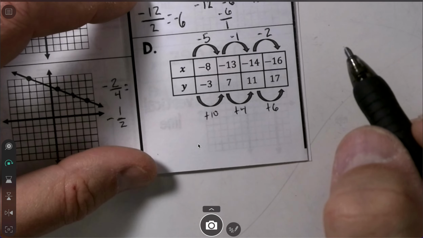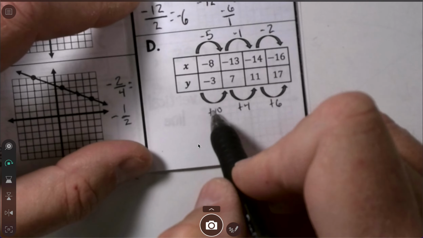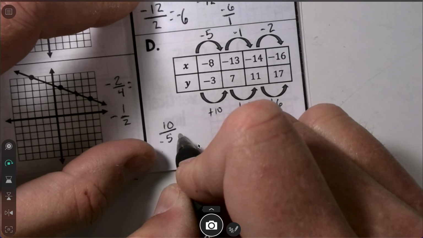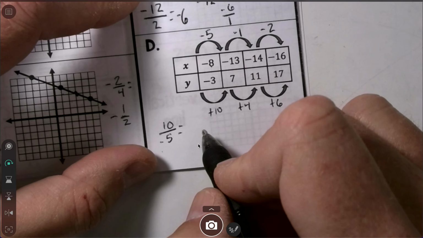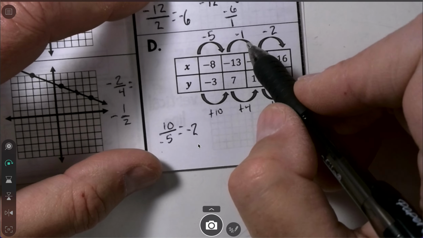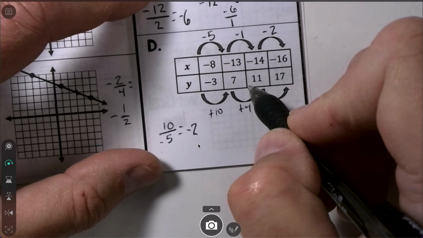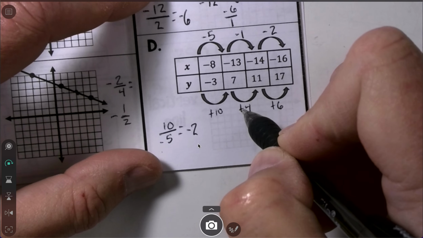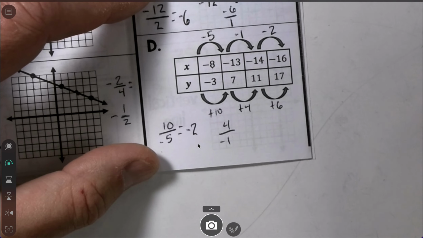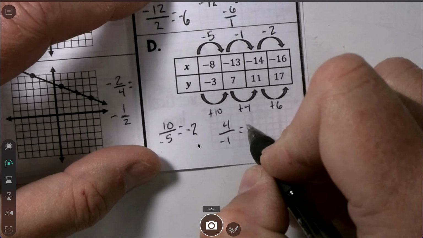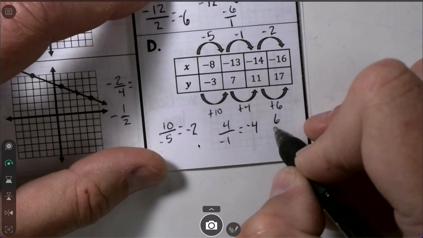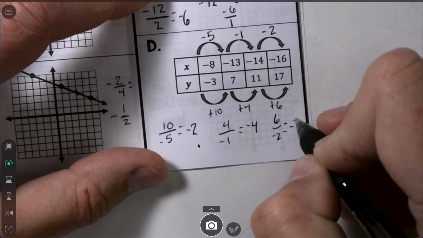Let's see what we got here. So negative 5, or sorry, 10 over negative 5. What is that? Negative 2. I think they've made a mistake on this one. And then this one would be 4 over negative 1. Well, that's negative 4. And then this one would be 6 over negative 2, which is negative 3.